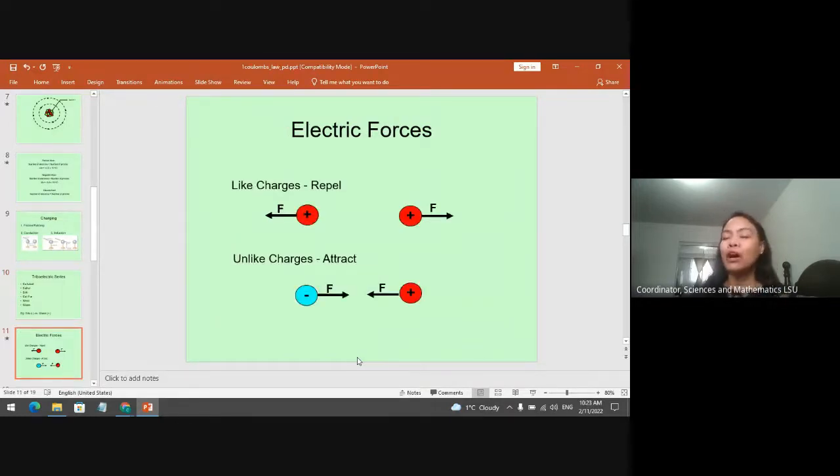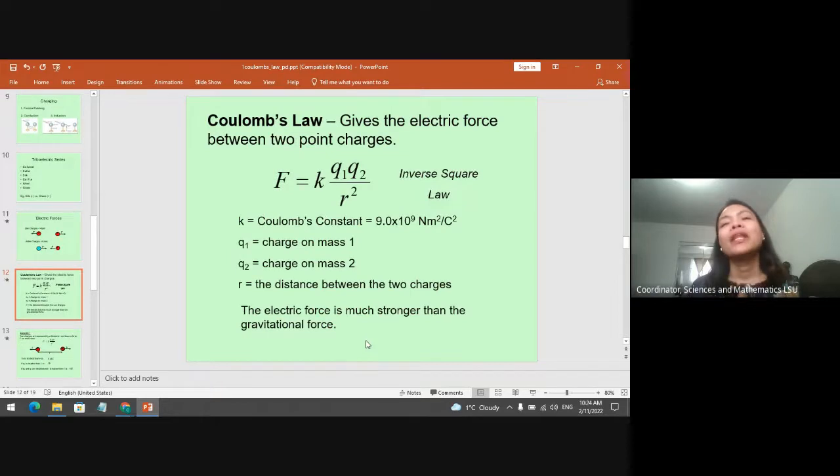Now, there are two types of electric force. First is repulsion, and of course, second is attraction. Like charges repel, while unlike charges attract. You all know about that already, so no need to discuss further. Since we are talking about electric forces now, we can compute the electric force by using Coulomb's law. Coulomb's law gives the electric force between two point charges, and it is represented by the formula F = k Q1 Q2 / r^2.